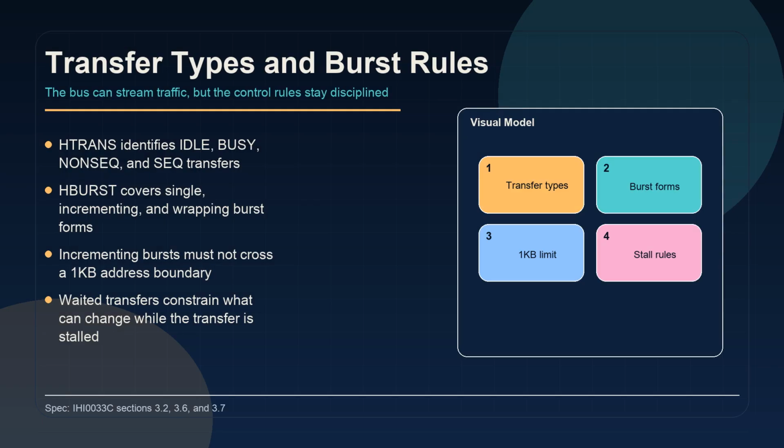Once you move beyond single accesses, the next layer is transfer types and bursts. H-trans distinguishes idle, busy, non-sequential, and sequential traffic. H-burst describes how long the burst is and whether it wraps, and the protocol keeps strict rules around waits and around incrementing bursts crossing a 1 kilobyte boundary.